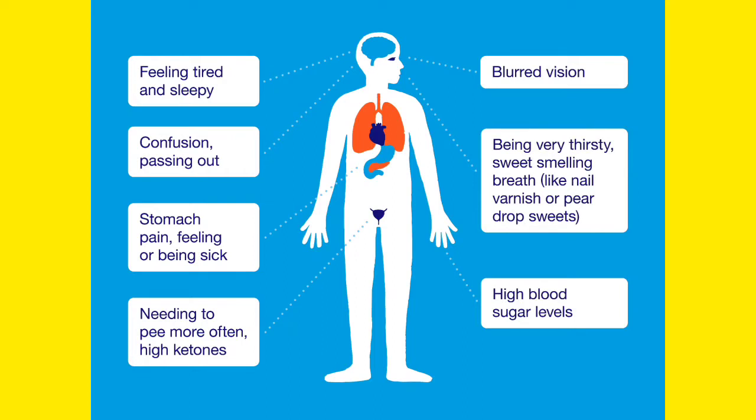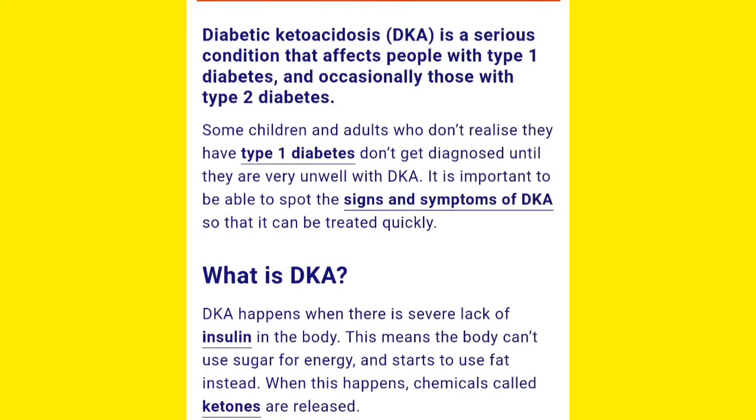Immediately when the patient gives all these symptoms, like the patient is thirsty, has sweet smelling breath, high blood sugar, blurred vision, confusion, stomach pain, and also needs to pee more often, you will suspect that this patient is having diabetic ketoacidosis. So you will take the history of the patient, and the patient will give you a history of type 1 diabetes. Mainly type 1 diabetes patients have this kind of symptom. Sometimes it can also be found in type 2 diabetes, but diabetic ketoacidosis is a serious condition that mainly affects type 1 diabetes.